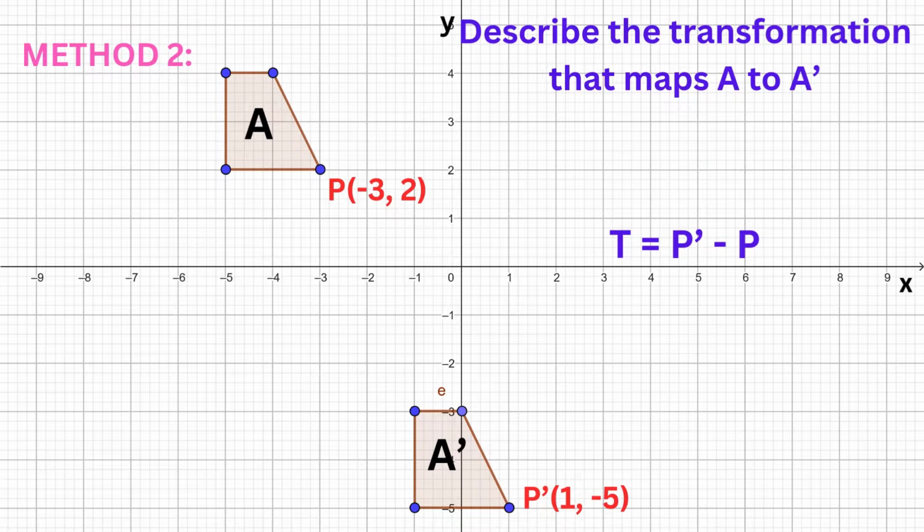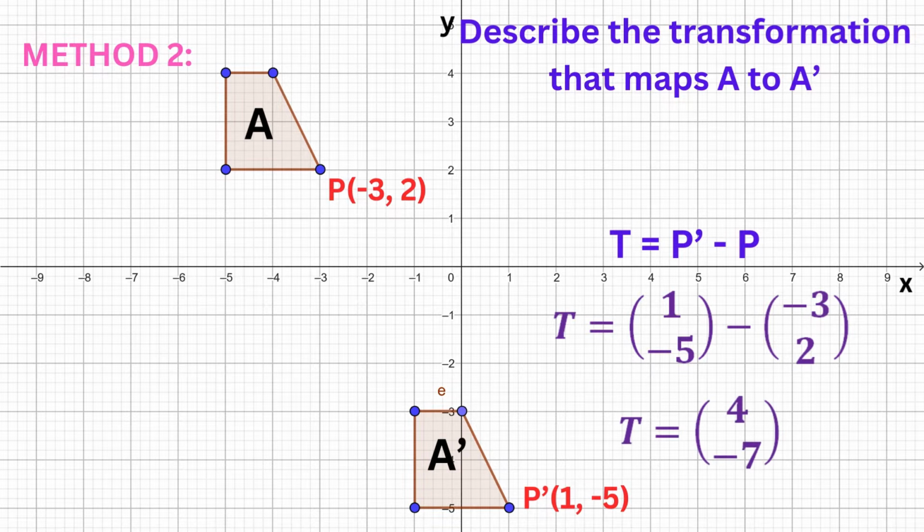P image has coordinates (1, -5), while P has coordinates (-3, 2). 1 minus -3 is the same as 1 plus 3 because of the double negative. To calculate -5 minus 2, we add and keep the sign to get -7. So the translation vector t that fully describes the transformation is the same as in the previous method.